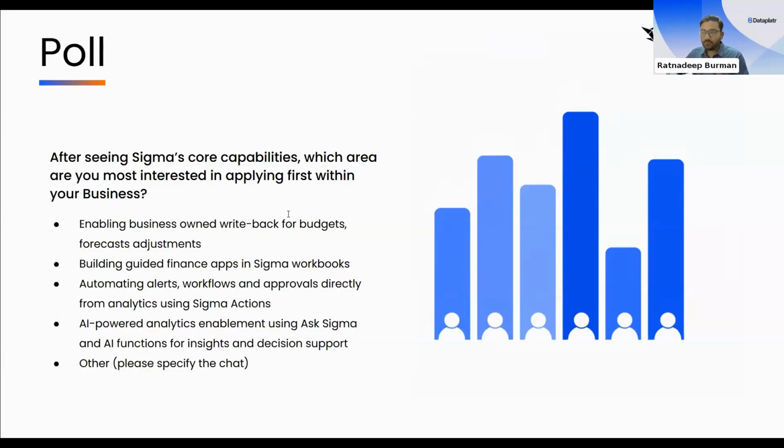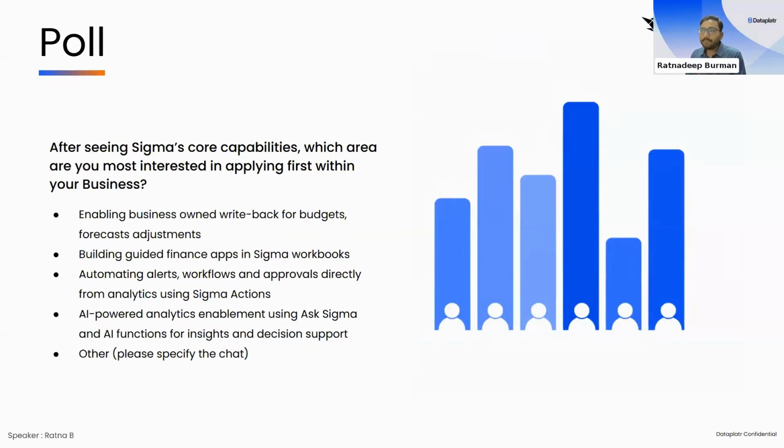Before I hand over to Prabhu, let's take a quick poll. After seeing Sigma's core capabilities, which area are you most interested in applying first within your business? Enabling business-owned writeback for budgets and forecast adjustment, building guided finance apps in Sigma Workbook, automating alerts, workflows, and approvals directly from your analytics, or AI-powered analytics enablement using Ask Sigma and the AI functions. If your answer is other than these options, please specify in the chat.